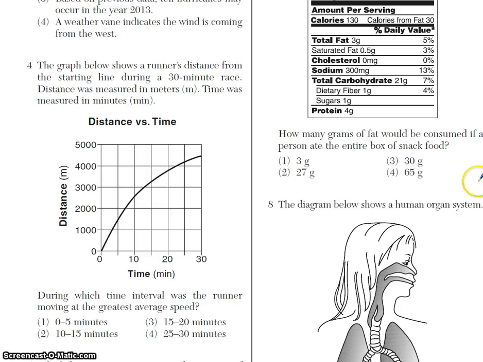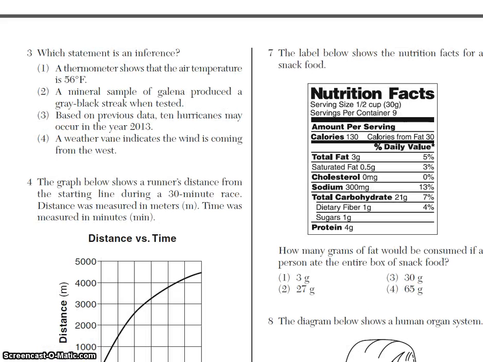And I believe I wanted to go to number 7, which is right here. All right, number 7. The label below shows the nutrition facts for a snack food. And so you see these things on labels all the time. All right, so we're looking at this. How many grams of fat would be consumed if a person ate the entire box of snack food? And so we're looking for the number of grams of fat.